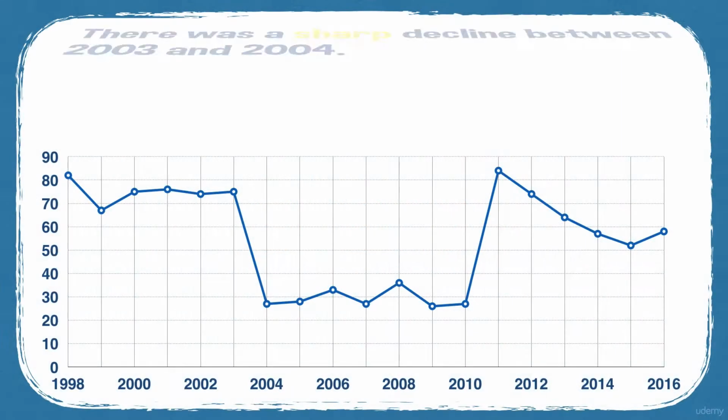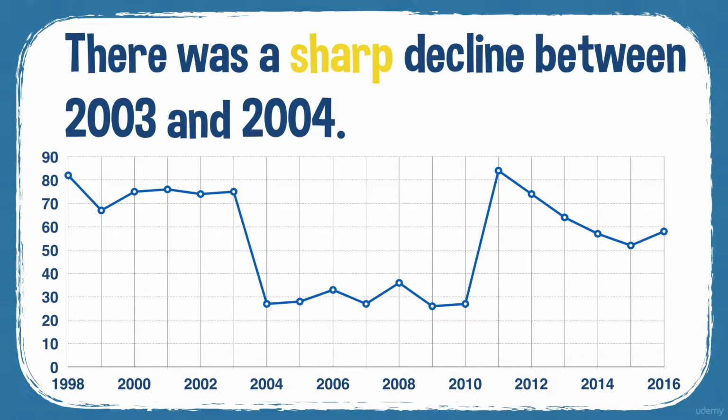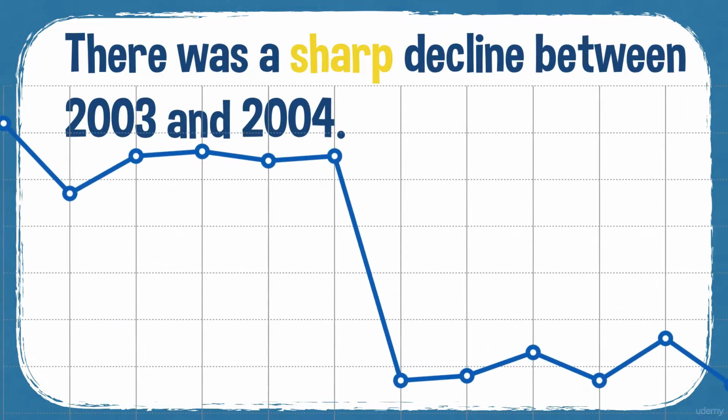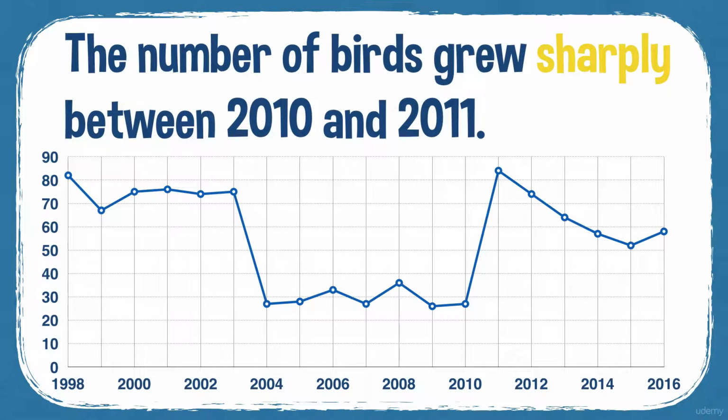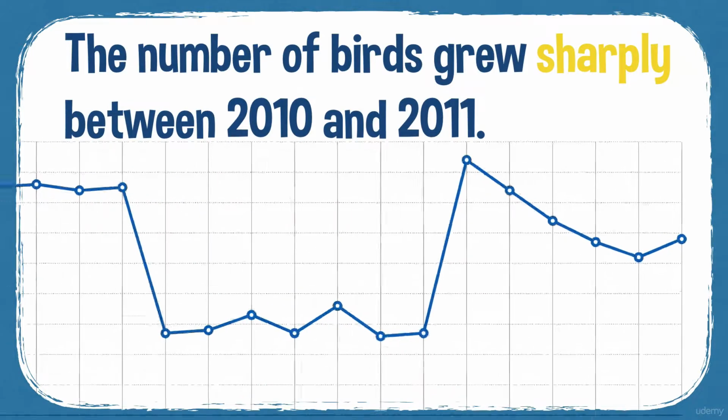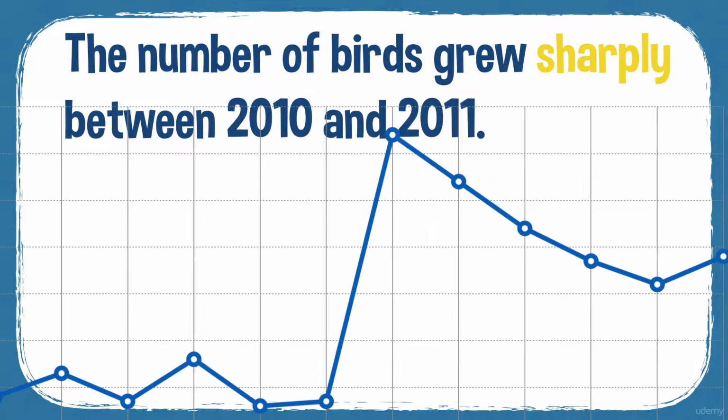Your next word is sharp. Sharp. Sudden and sharp can be used for relatively minor changes that happen quickly but suddenly. So, for example, there was a sharp decline between 2003 and 2004. So in just 1 year, there was a sharp decline. The number of birds grew sharply between 2010 and 2011.